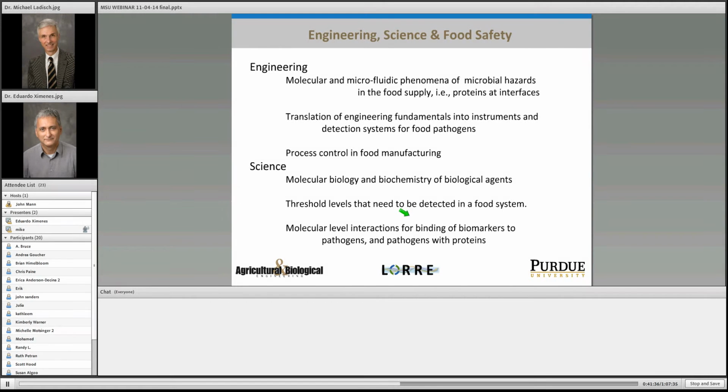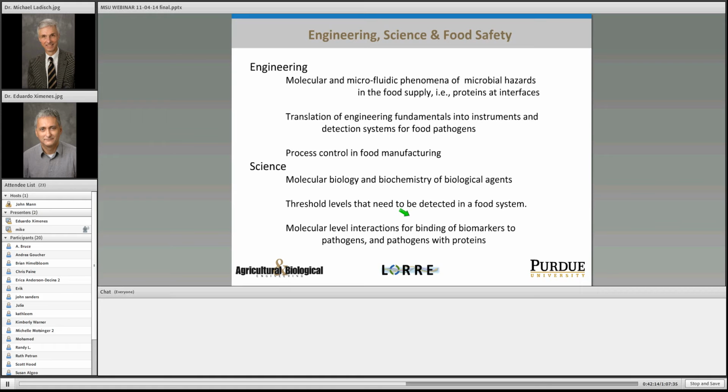We've been able to translate the fundamentals into instruments, and also we've begun to apply process control in the instrument with the idea that if ultimately you could have hands-on, hands-off operation, the results from the instrument coupled with a rapid detection method on board might serve as a first alert in a food manufacturing facility, although this still needs to be fully developed. The science that we've looked at is molecular biology and the biochemistry of the biological agents and of the organisms that we're studying.